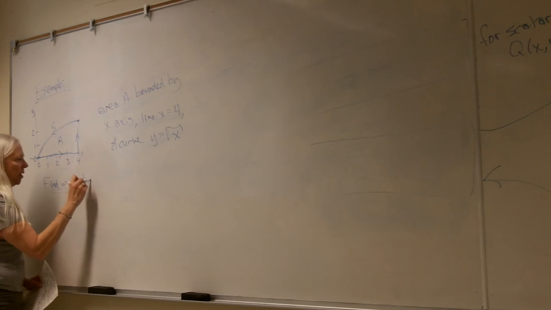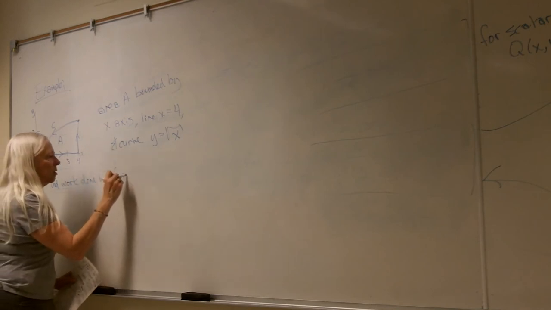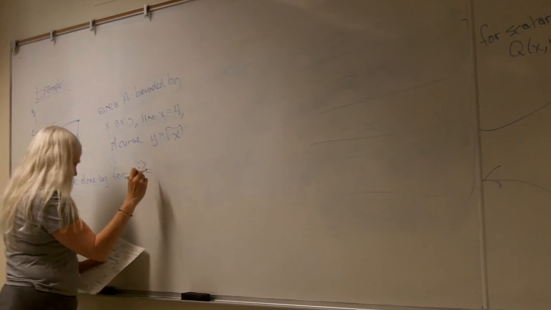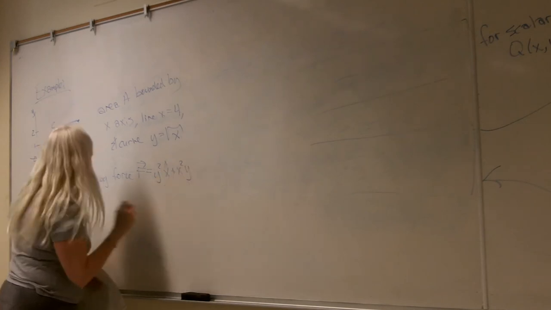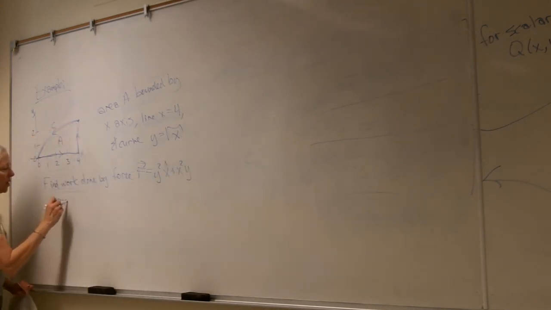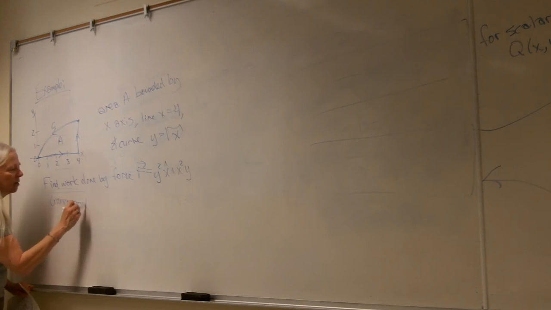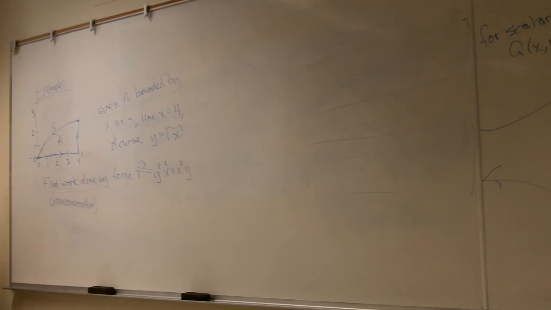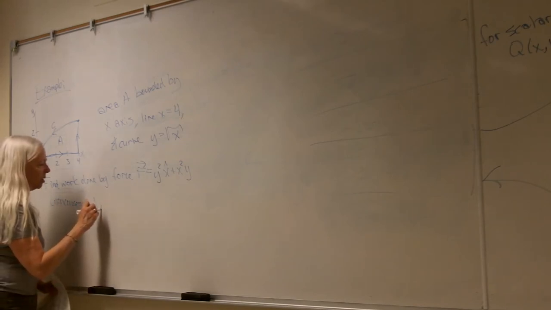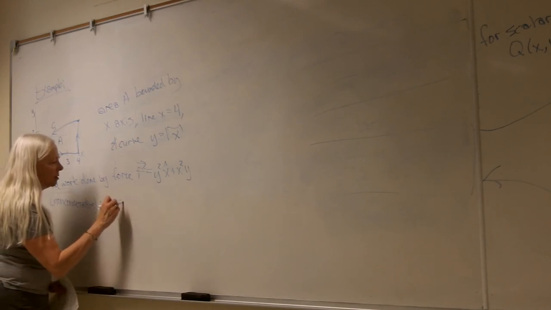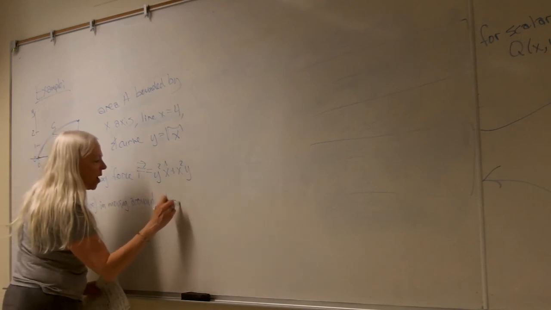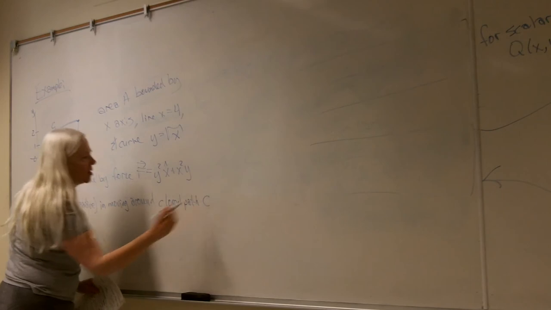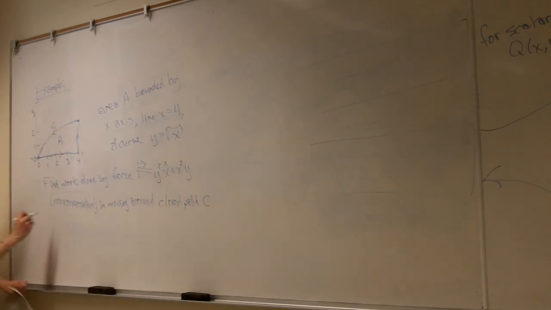Let's find the work done by the force F equals y squared x hat plus x squared y hat. This is a force that we have previously found to be non-conservative. It's the one we've used in a couple of examples until now. So find the work done by this force in moving around this closed path C that I've shown you here in the counterclockwise direction.